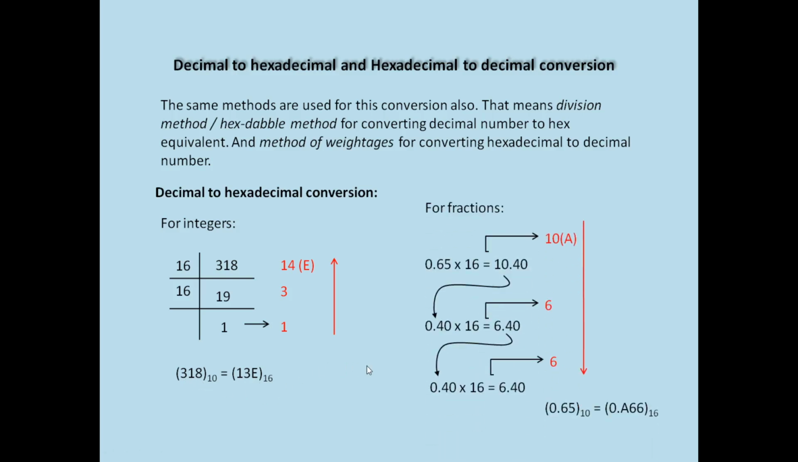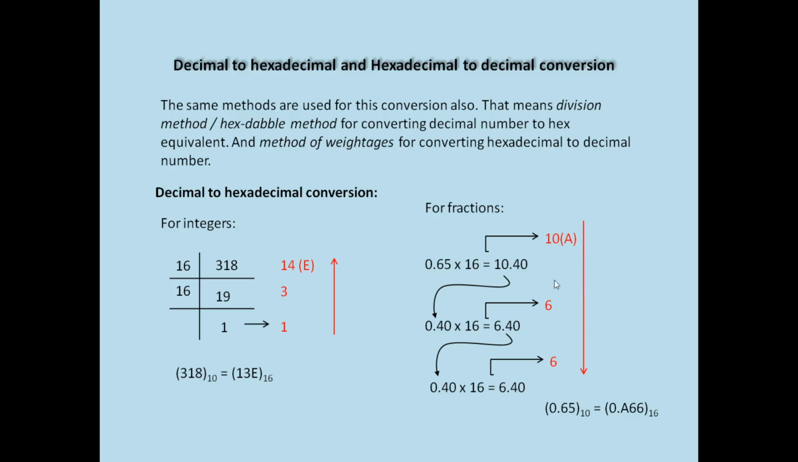Now let us see the fraction part. If we consider 0.65 as the fractional part of the given number, it will be multiplied by 16. From the product, the integer will be taken aside as carry. The fraction part is again multiplied by 16. The integer is taken aside, the fraction again multiplied by 16. This process can be repeated. As you go further, it just increases the accuracy of your answer. That doesn't make much difference, so you can go up to 3 or 4 places.